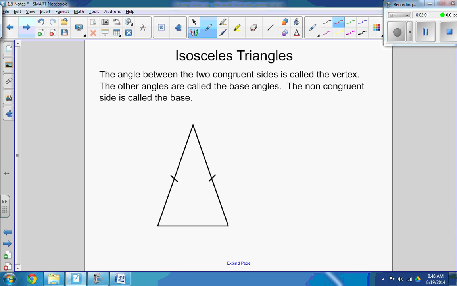An isosceles triangle, let's go into a little more depth of these. An angle between the 2 congruent sides is called the vertex. This is the vertex. The other angles are called the base angles. The non-congruent side is also called the base. Now, one thing to note about the base angles is they are congruent.